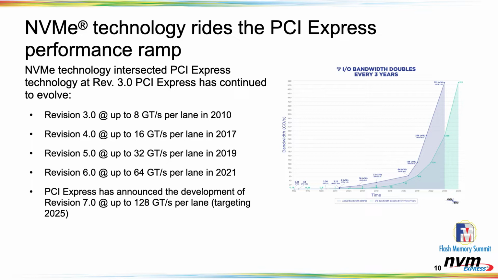PCIe has announced in several places, press releases, that they're now working on 128. That's going to bump the frequency to 64 gig and continue to use PAM4.